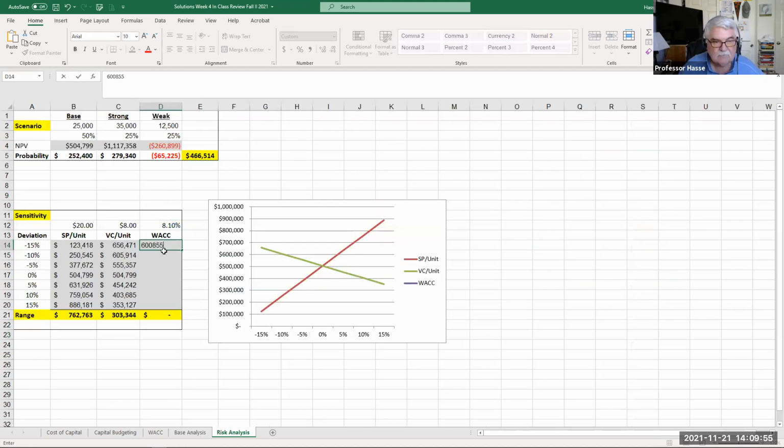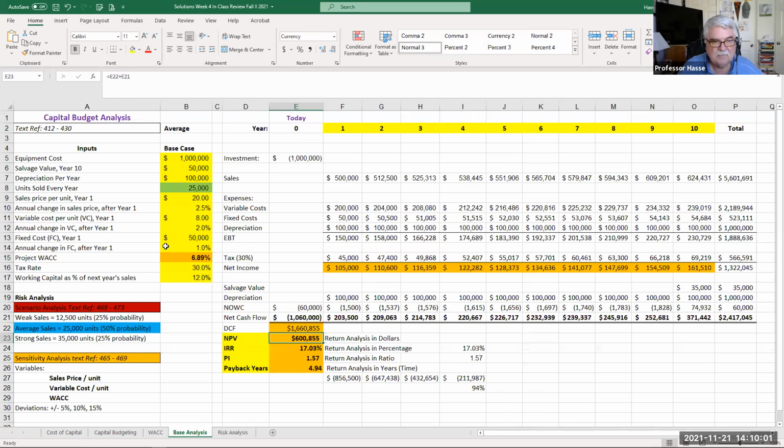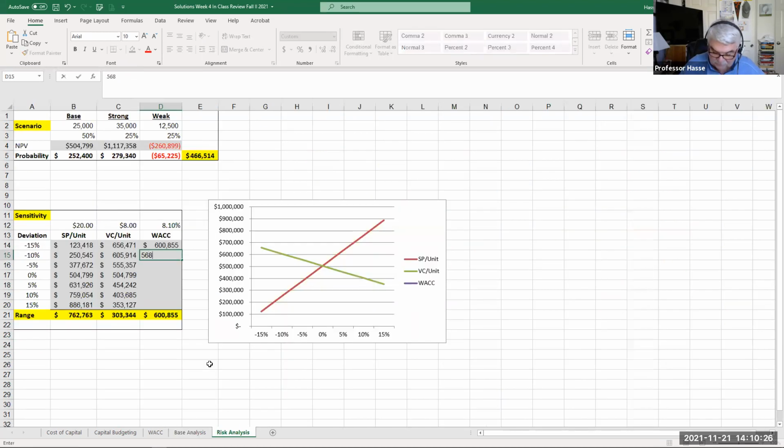600,855. So now let's decrease our weighted cost by 10%. So we'll go back here, times 0.9, and that's 7.29. Now we'll put 7.29 back into our equation, and we get 568,147. Cost of money goes up, we make less money, 568,147.